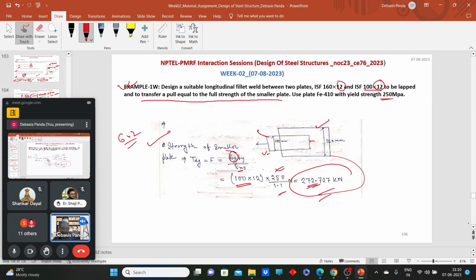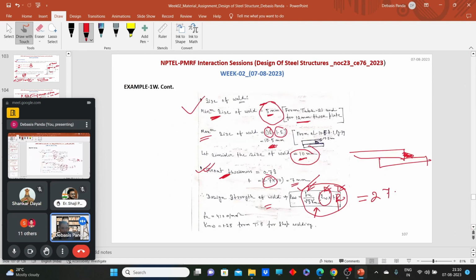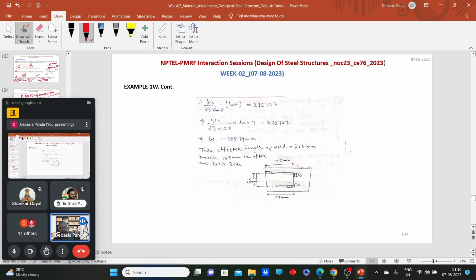272 kilonewton. So here it equals 272.72 kilonewton. From this equation, if we solve it, what can we find? We can find that Lw, the required length of the weld, should be equal to this much. Now we need to provide it.